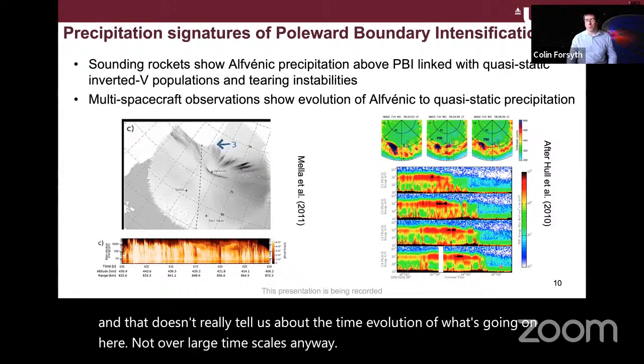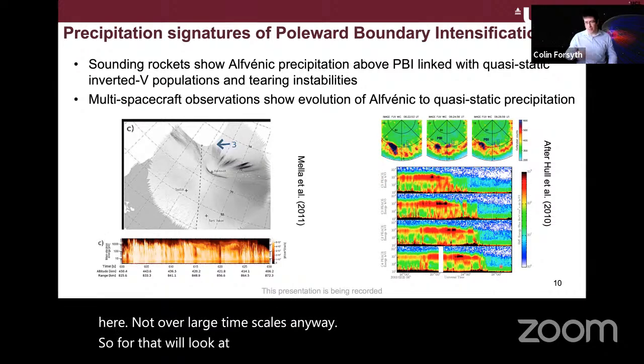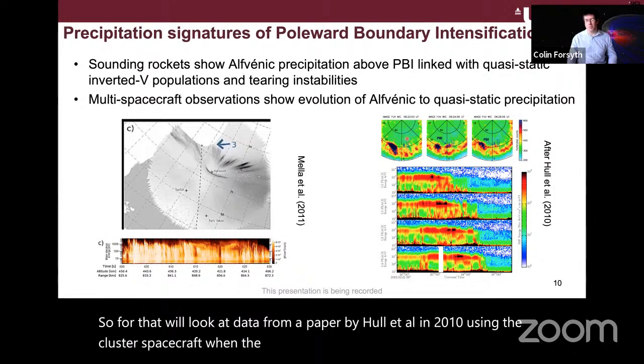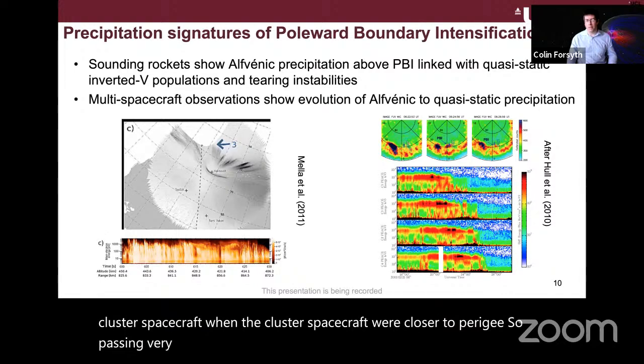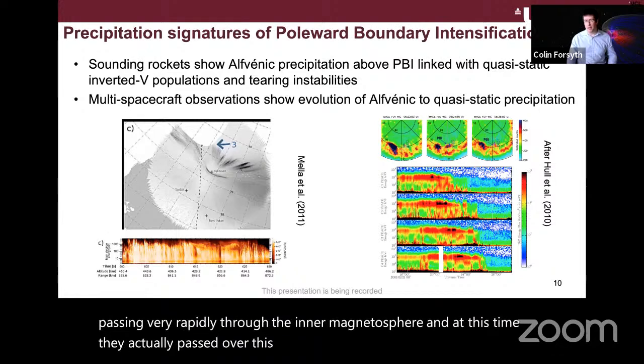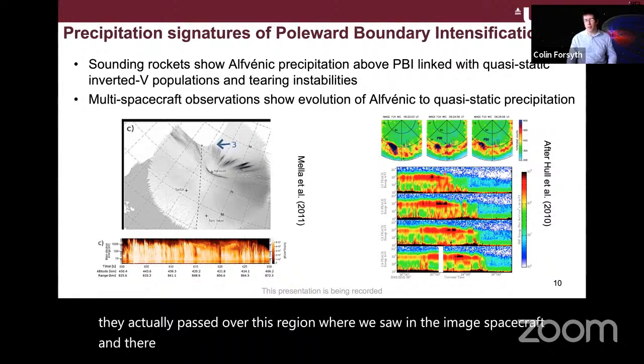So for that, we'll look at data from a paper by Hull et al. in 2010 using the Cluster spacecraft, when the Cluster spacecraft were close to perigee, so passing very rapidly through the inner magnetosphere. And at this time, they actually passed over this region where we saw a PBI in the image spacecraft. And they were aligned roughly in a string of pearls, so passing through this region one after the other.